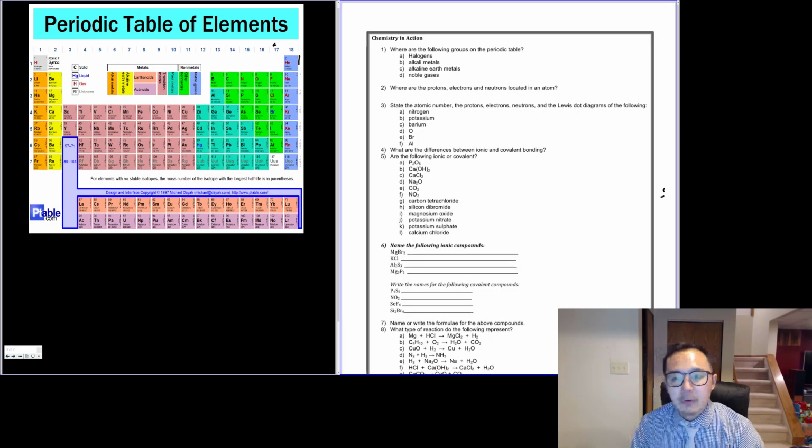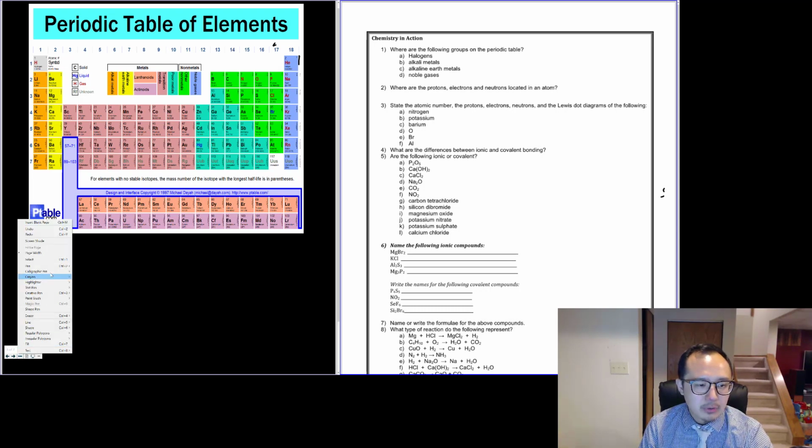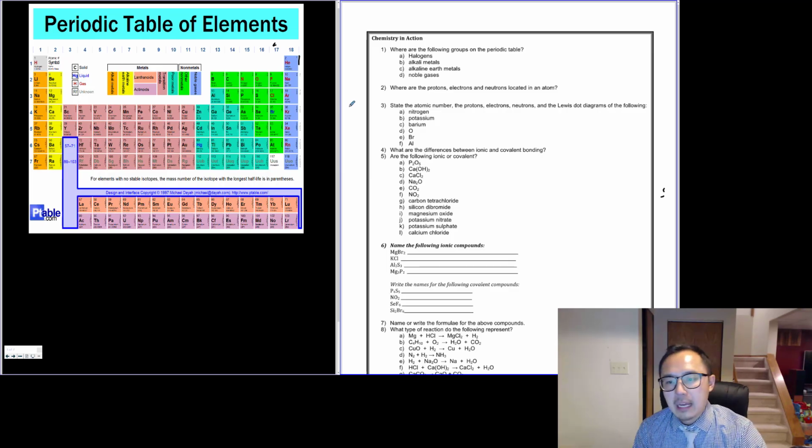So for question number 4, we're looking at the differences between ionic bonding and covalent bonding. The reason why we need to know the difference is that the naming of these are actually different between the two, and also how they're bonded are different as well. So in ionic bonding, this is actually between a non-metal and a metal.